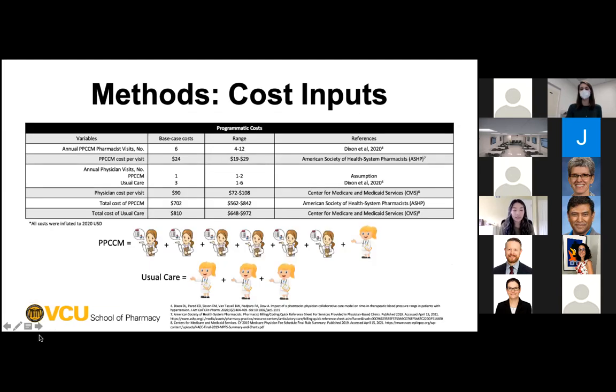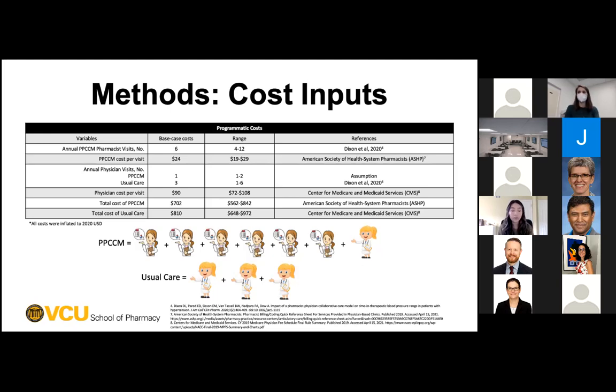So for cost inputs, the model incorporated direct medical costs, which included programmatic costs, direct costs of provider time, and downstream healthcare utilization associated with CV events. For the cost of the PPCCM program, patients were assumed to have been seen for hypertension management 6 times per year by the pharmacist and once per year by the physician. And subjects in the usual care group were assumed to have seen the physician 3 times per year.